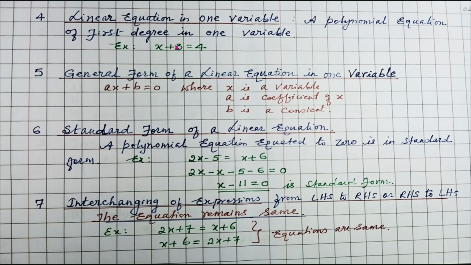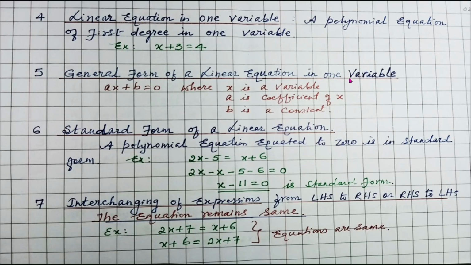Now linear equation in one variable. A polynomial equation of first degree in one variable is known as linear equation in one variable. Let us take an example here. x plus 3 is a first degree polynomial. There is equality sign here. In the LHS we have got x plus 3 and the RHS we have got 4. Therefore it is a linear equation of first degree in one variable because there is only one variable here. Therefore it is a linear equation in one variable.